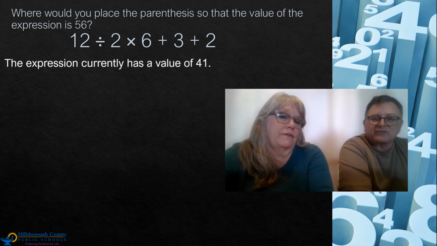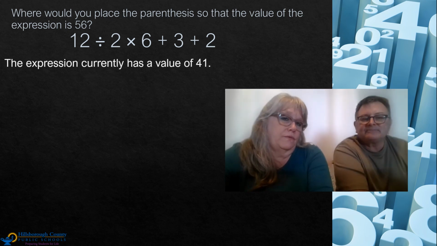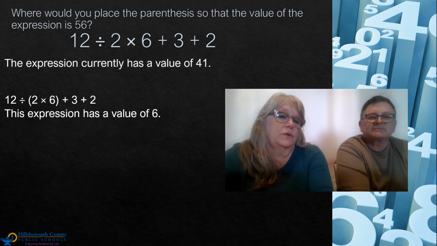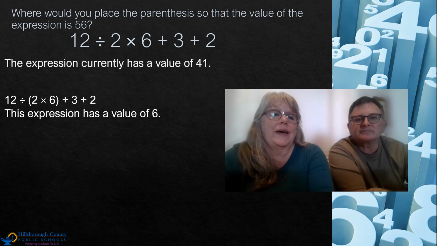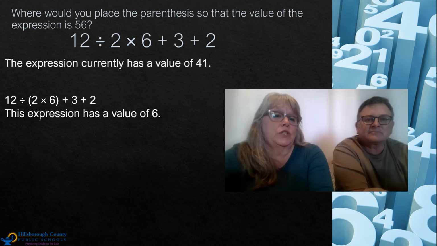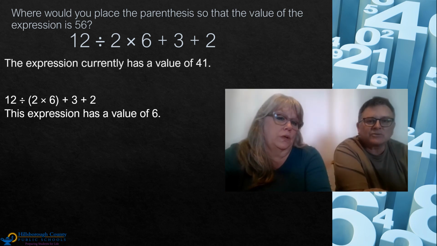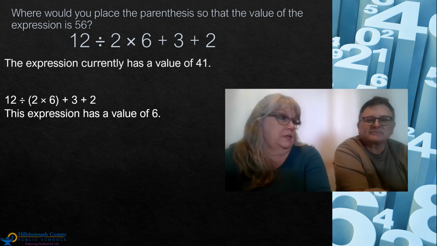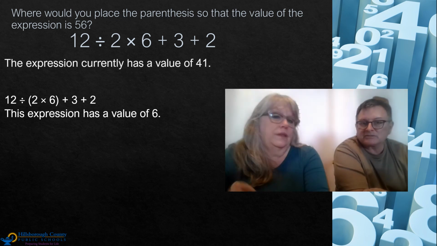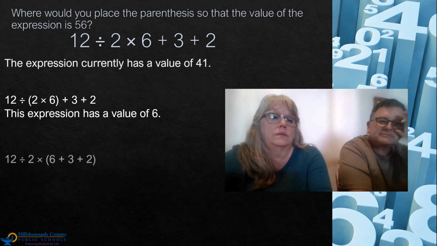So here, right now, the value is 41. I know that 41 is not the correct answer. So I'm going to start by putting the parentheses around the two groups of 6. If I do that, my expression has a value of 6 because I get a product of 12, and 12 divided by 12 is 1. And then I add 1 to the 3 to get 4, and 4 to the 2 to get 6. That's going to give me a much smaller number than what I want, right?